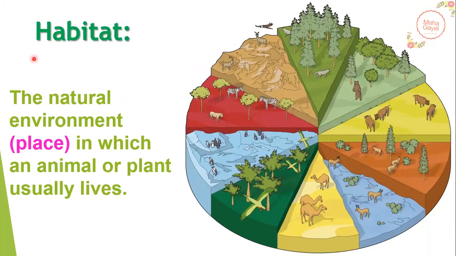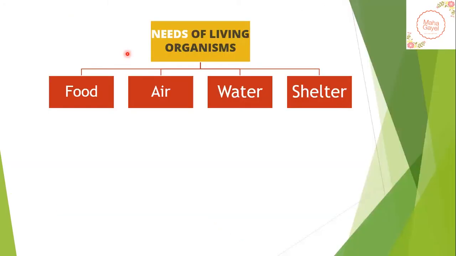First of all, we must know what is the word habitat. What is the definition of the word? Here it is written, it's the natural environment in which an animal or plant usually lives. So instead of saying the natural environment, I can simply say it's the place in which an animal or a plant usually lives.